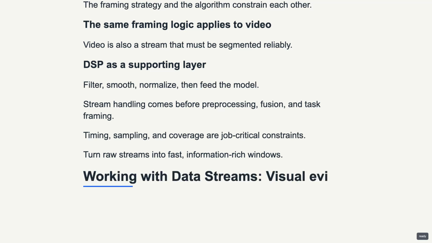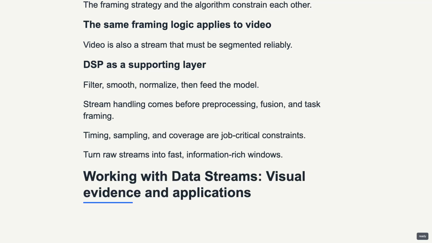Streams need a different kind of handling than documents because the data keeps arriving. The focus here is how visual evidence and real applications force us to think about timing, framing, and what a model actually gets to see.